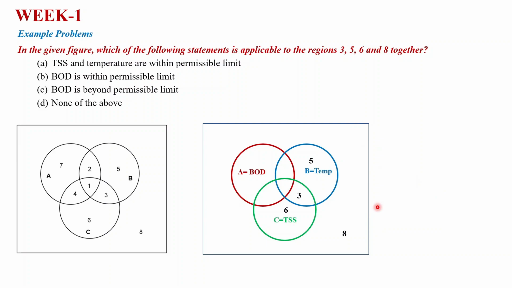So for this, the option will be none of the above, I think. Why? What do 3, 5, 6, 8 represent? First, tell me that. A represents that BOD is beyond permissible limit, and what does the A complement represent?